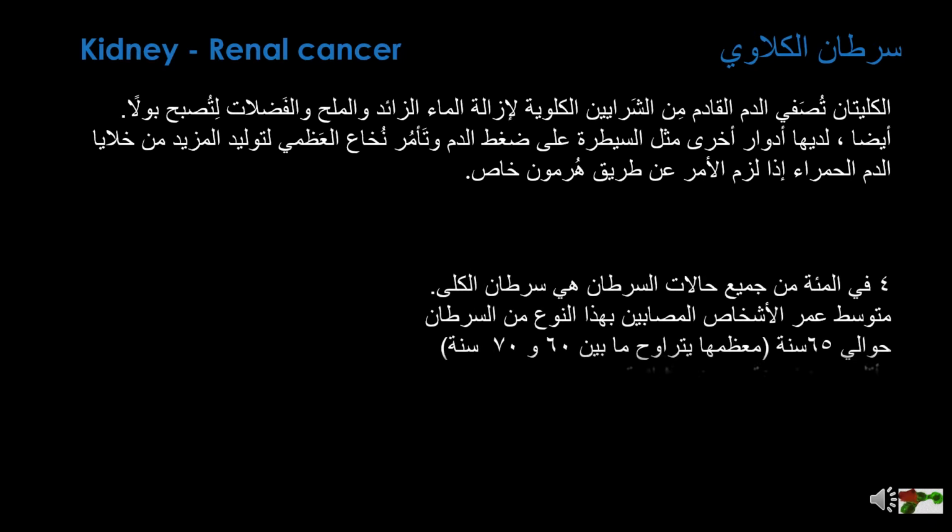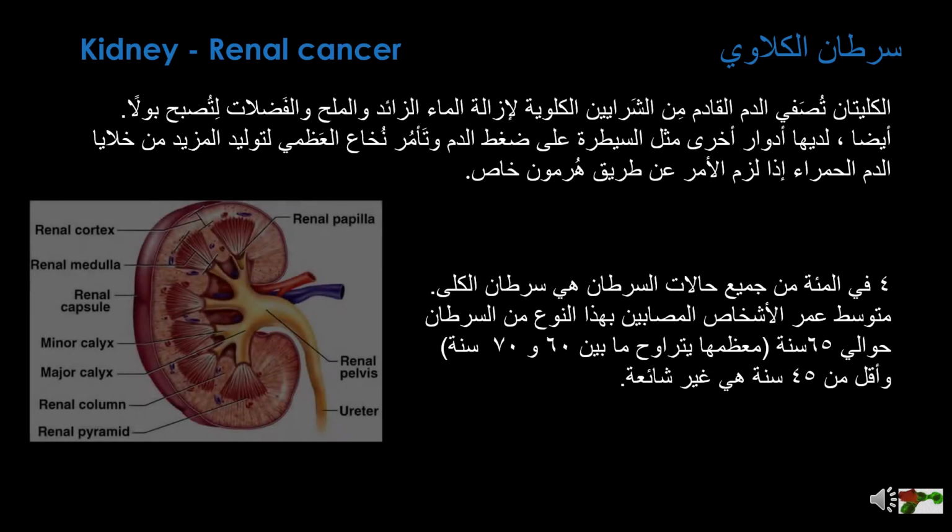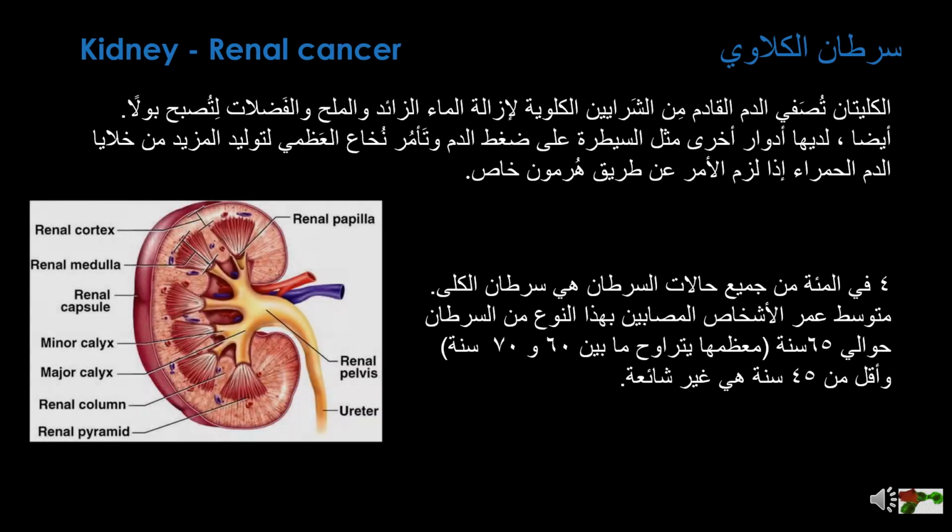4% of all cancer cases are kidney renal cancer. The average age of this type of cancer is about 65 years old. Most are between 60 and 70 years old, and it is uncommon below 45 years old.